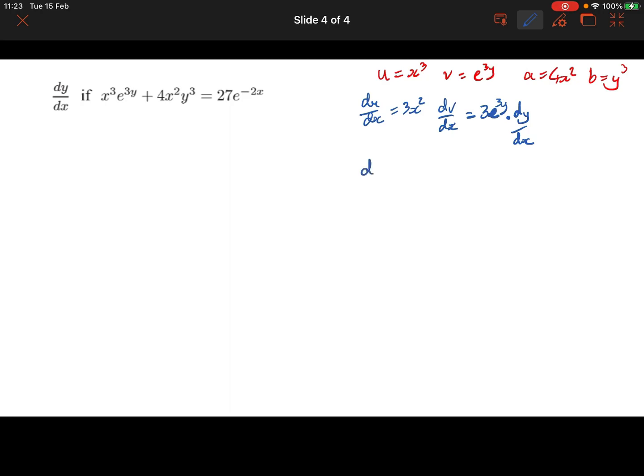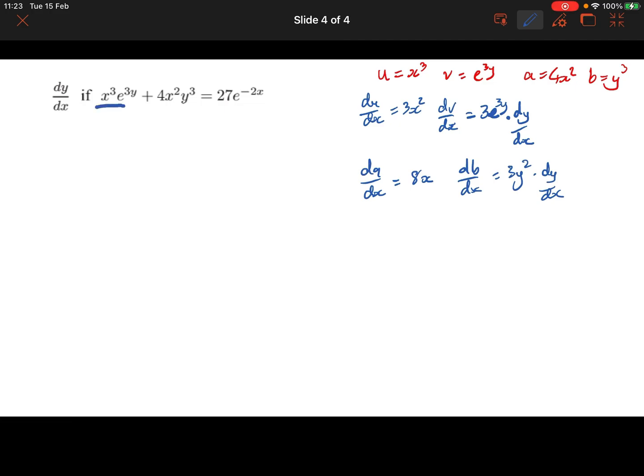I'm going to do dA dx equals, that's easy, that's going to be 8x, and dB dx, again, do it implicitly. You're going to get 3y squared dy dx. Okay, so now I've got all the component parts that I need.